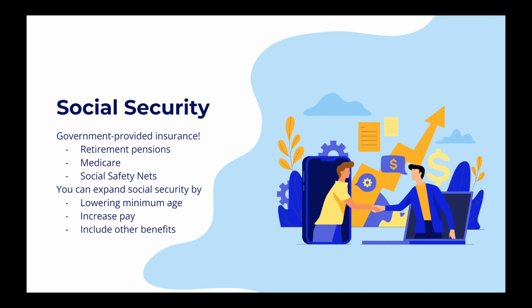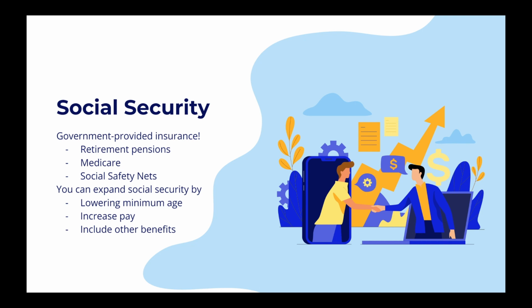Social Security can be understood as government provided insurance. It could be retirement pensions, Medicare, or social safety nets. Basically the government gives you some insurance in the case of a certain scenario. Retirement pensions are when you retire, the government will pay you a certain amount. Medicare is where the government offers you health insurance, or social safety nets.